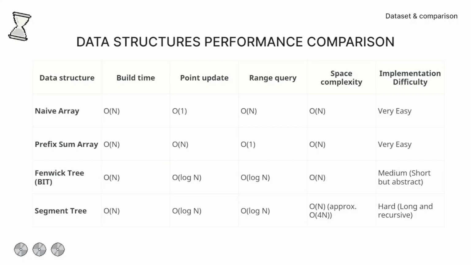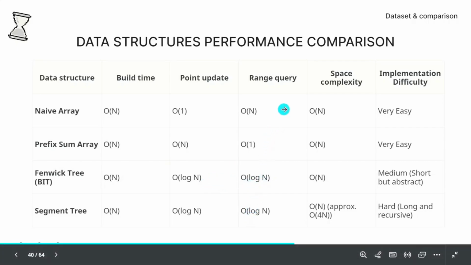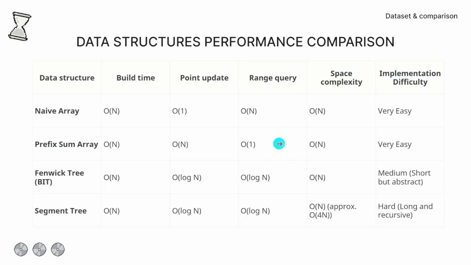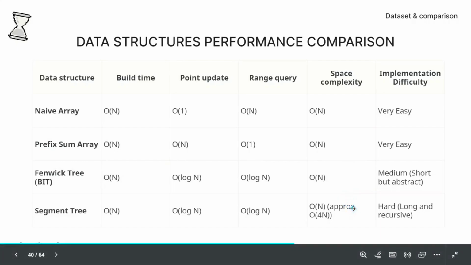Both the Fenwick tree and the segment tree share the same time for updating and range query, which is O(log n). For range queries, the prefix sum array only costs O(1), whereas the naive array costs O(n). And for space complexity, the first three data structures share the same space, which is O(n). But the segment tree requires approximately 4n space.